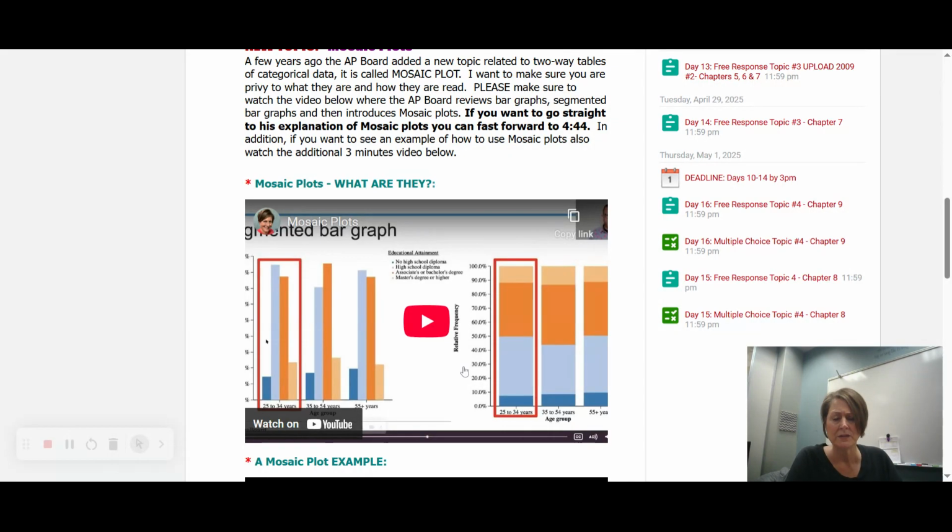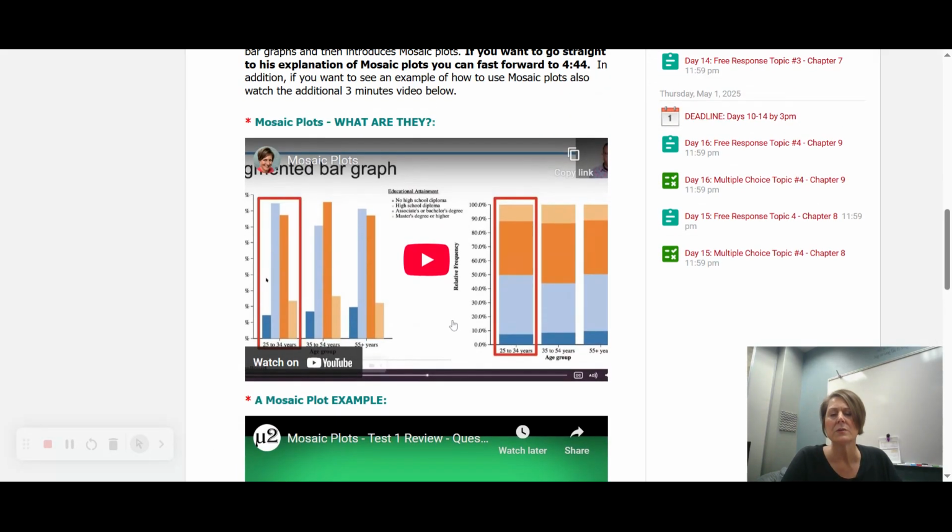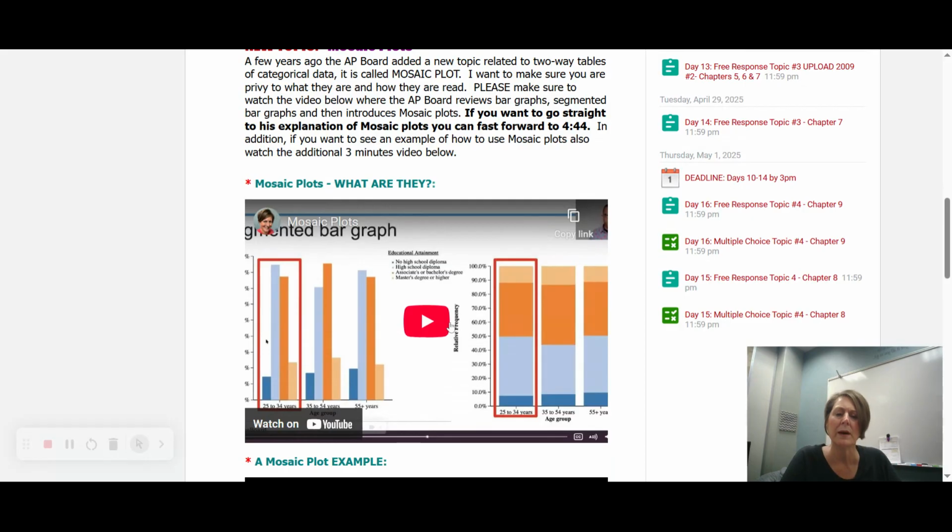If you want to bypass the information about the bar graphs and segmented bar graphs, you can go right to 4 minutes and 44 seconds on this video. And please listen so you understand what a mosaic plot is in case it does show up. If you want to see a specific example, a professor here, I'm not sure if it's University of Texas or Tennessee, does an example of a test question he had related to looking at mosaic plots. It's like a 2 or 3 minute video, and you might find that helpful. Again, you may not have this topic show up, but it is a potential topic.